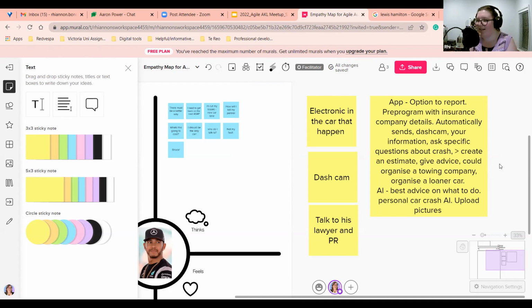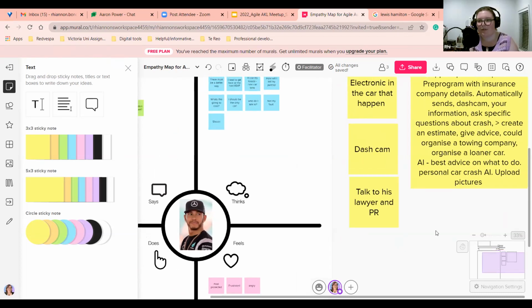Maybe it could give you an estimate of how much money it's going to cost you, based on what you've loaded on or what's been automatically sent. It could give you advice like, actually, you might need to call a lawyer about this, or actually everything's fine and you can just continue on your way.